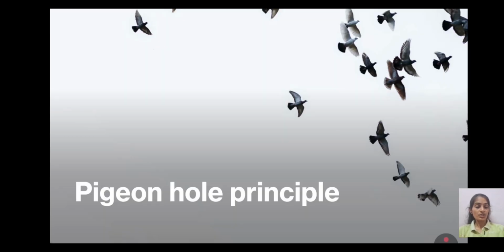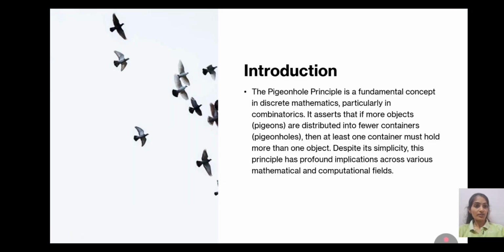Today's topic is the pigeonhole principle. Let us discuss the introduction. The pigeonhole principle is a fundamental concept in discrete mathematics, particularly in combinatorics. It asserts that if more objects, pigeons, are distributed into fewer containers, pigeonholes, then at least one container must hold more than one object. Despite its simplicity, this principle has profound implications across various mathematical and computational fields.